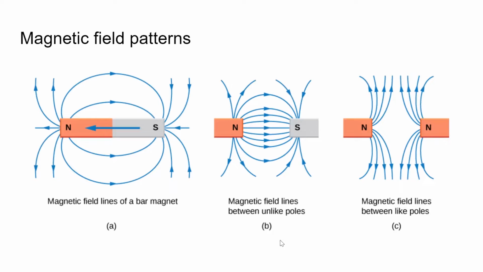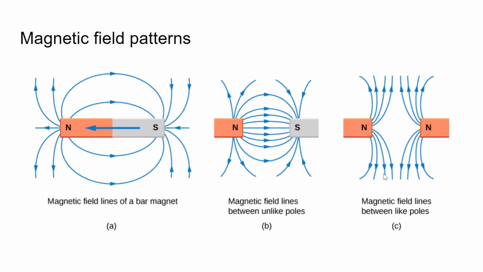So this is what the magnetic field line looks like in a bar magnet. As you can see, it's traveling from north to south. Now, this is between two unlike poles on different magnets. The magnetic field lines are traveling from north to south again.